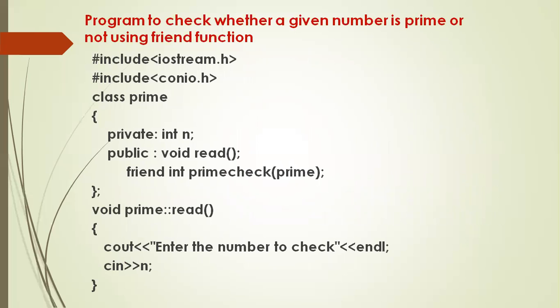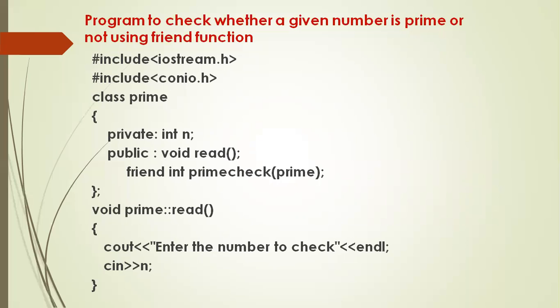Write a program to check whether a given number is prime or not using a friend function. Hash include iostream.h, hash include conio.h. These are the two header files, the purpose of which you already know. Class prime. So here your class name is prime. Private int n. It has only one data member called n, which is declared under the access specifier private.